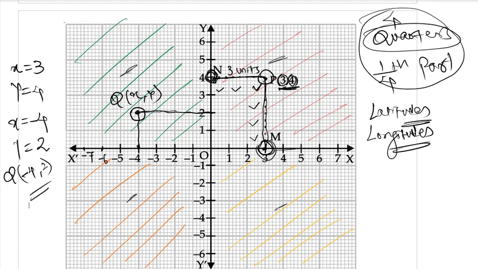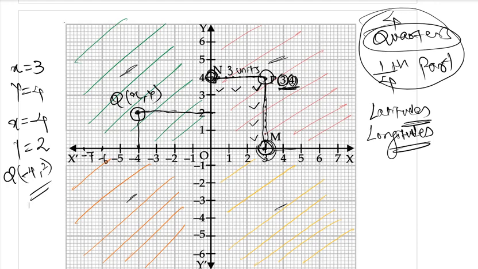How do you locate a point on a Cartesian plane? How do you locate a point on a Cartesian plane? You can pause, think, answer yourself. Listen to my answer. You locate a point on the Cartesian plane with respect to coordinates.